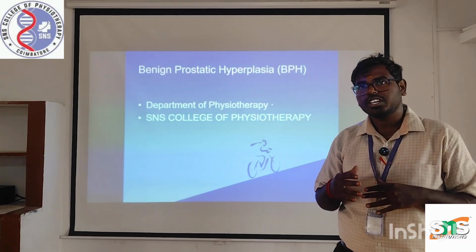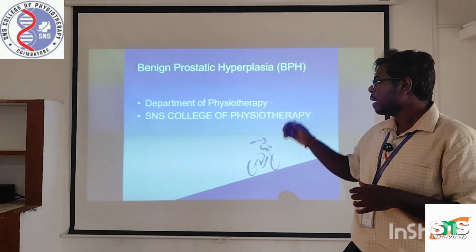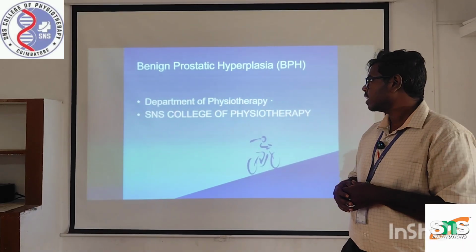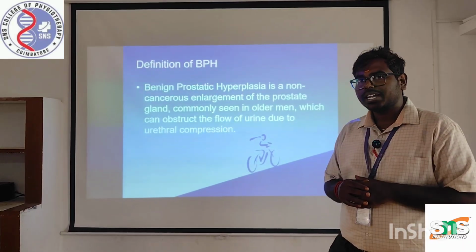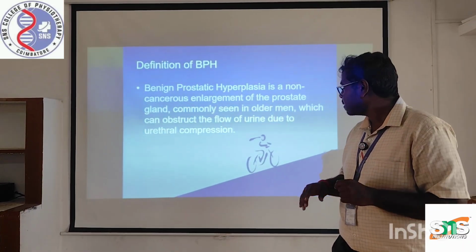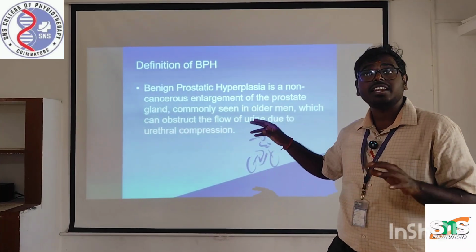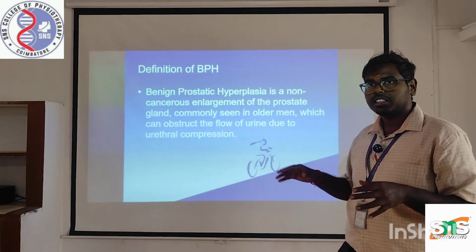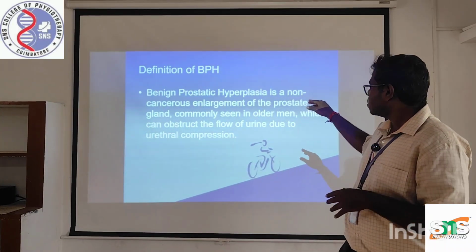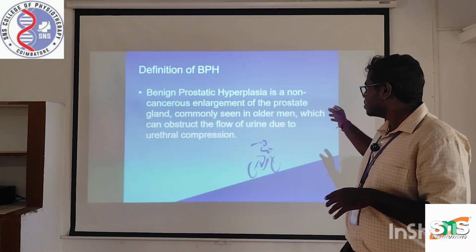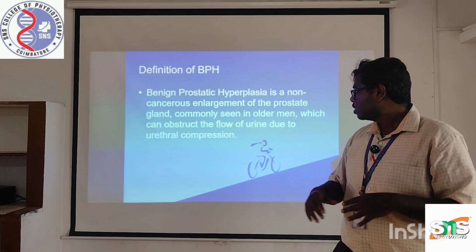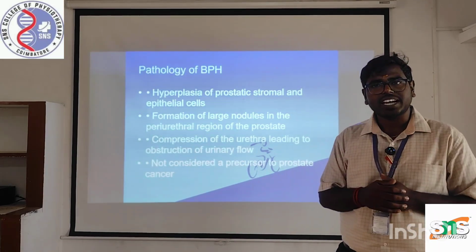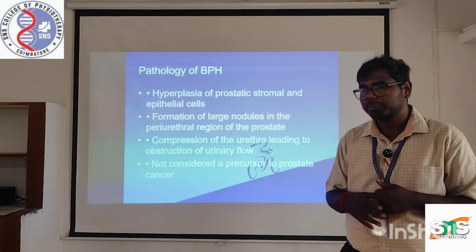In this video, we're going to see the topic known as benign prostatic hyperplasia. So what is benign prostatic hyperplasia? Benign prostatic hyperplasia is a non-cancerous enlargement of the prostate gland in the male. It is commonly seen in older men, and it can obstruct the flow of urine due to urethral compression. So what is the pathology of benign prostatic hyperplasia?